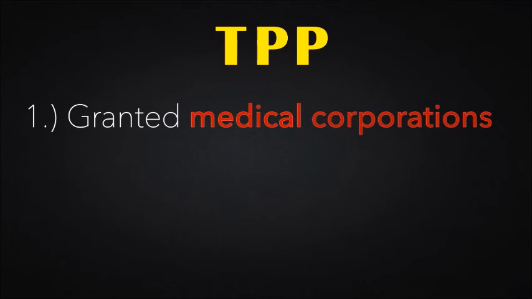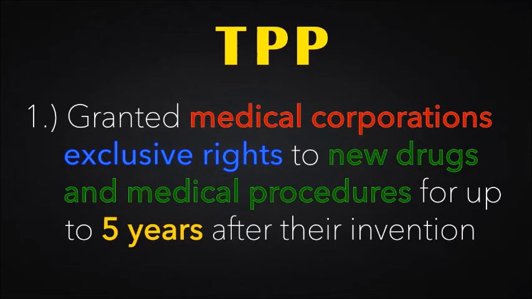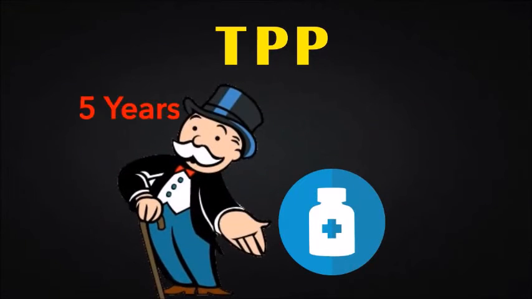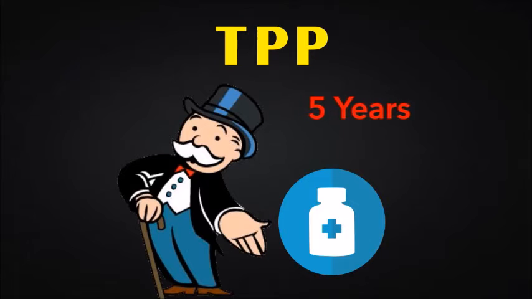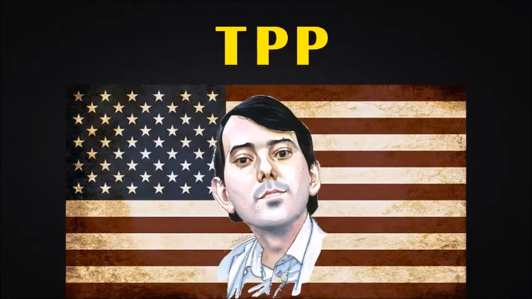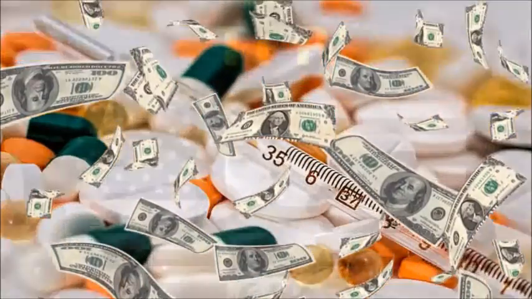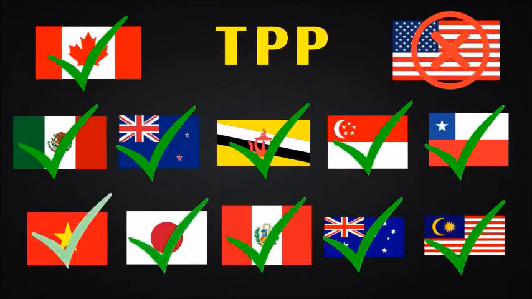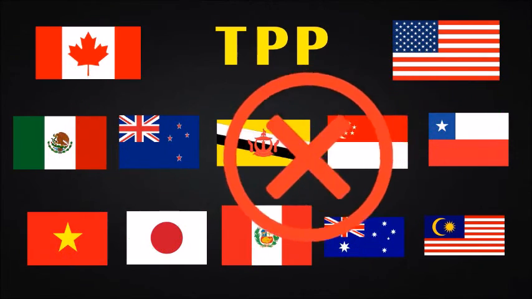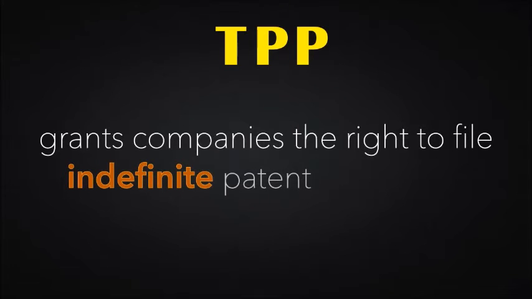It granted medical corporations exclusive rights to new drugs and medical procedures for up to 5 years after their invention. This, of course, means those companies will hold a monopoly over the drug or procedure for this period of time. In America, this actually already exists. The companies that have a monopoly on essential medical drugs or procedures often price gouge, and this contributes to the high costs Americans pay for medical treatments. Many other countries don't have these problematic laws, but the TPP would change that. On top of this, the TPP grants companies the right to file indefinite patent extensions, so the monopoly may last for more than 5 years.